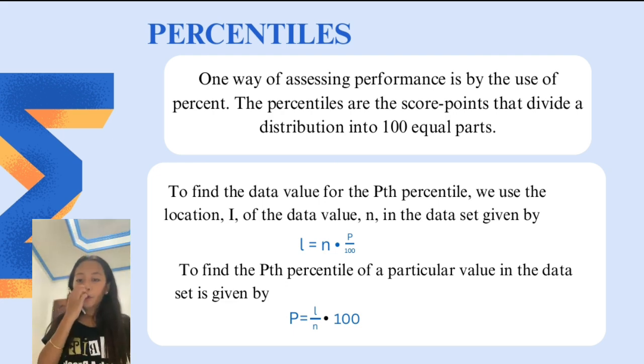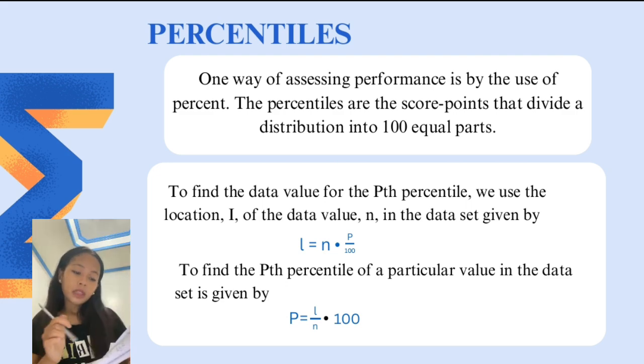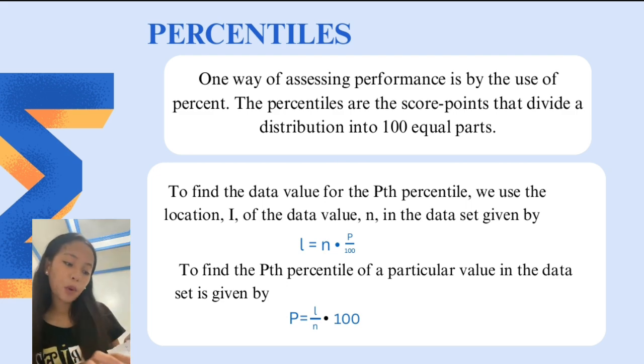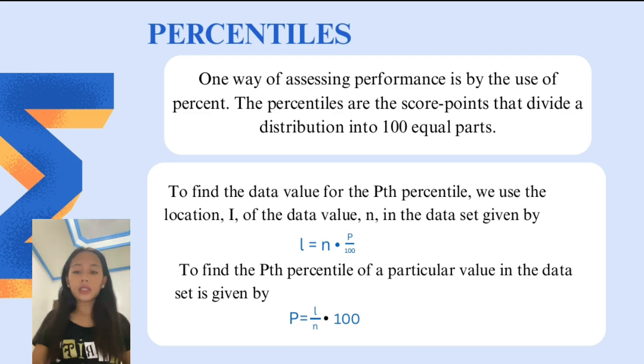So, the formulas. Number 1, finding the location of the percentile: I equal n asterisk p over 100, where I is the location of the percentile within the ordered data set, n is the total number of data points in the data set, and p is the desired percentile. Example for the 55th percentile.